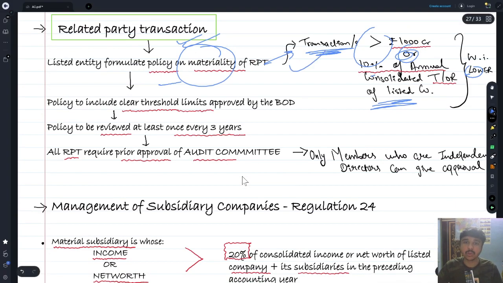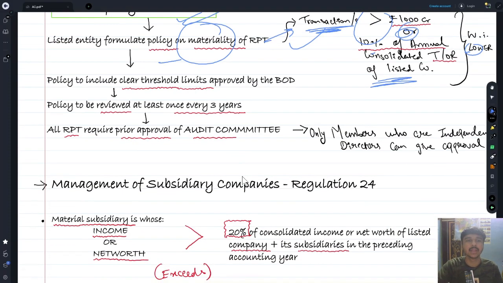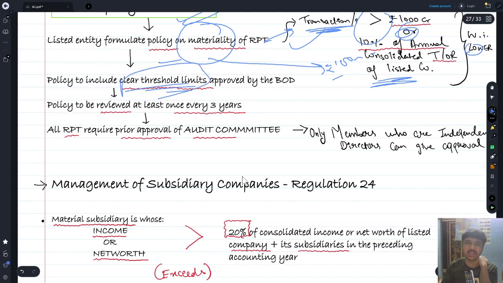This is given in ICI model. This is not something I have picked up. Then the board of directors should have a policy to include clear threshold limits. Right, clear threshold limits. Say they want this materiality to be rupees just 100 crores. In that case, it should be clearly mentioned.